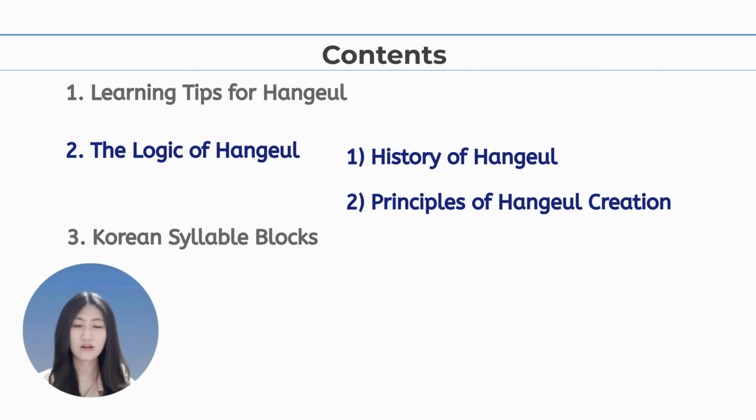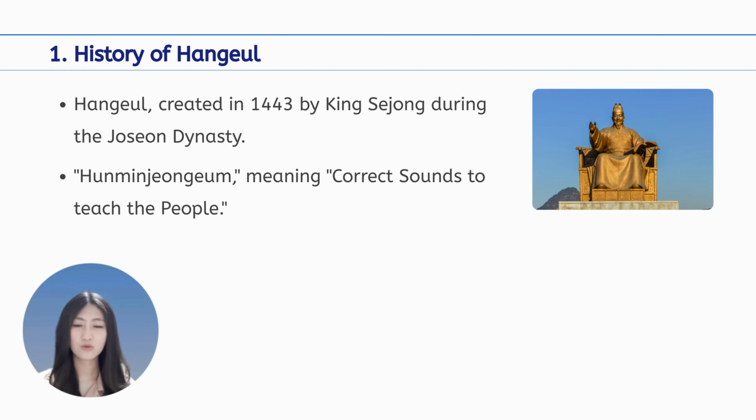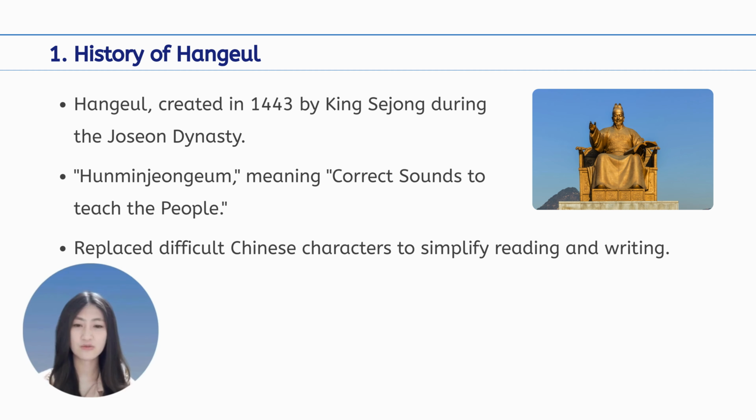Now let's learn how Hangul was created. Hangul was created in 1443 by King Sejong during the Joseon dynasty. Its original name was 훈민정음, which means the correct sounds for teaching the people. At the time, people mainly used Chinese characters to write Korean, but Chinese characters were difficult to learn for many ordinary people. So King Sejong created a simple and logical writing system that anyone could learn easily. That system is Hangul. Let's move to the next slide.